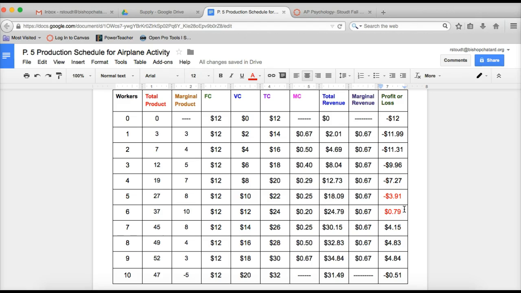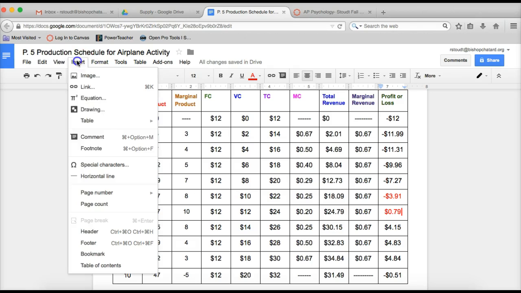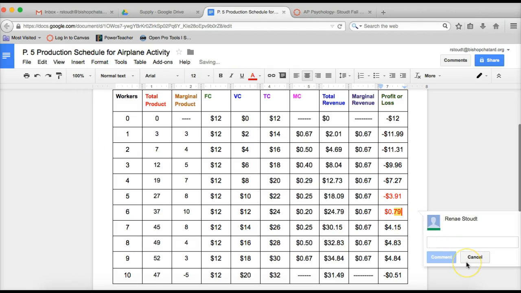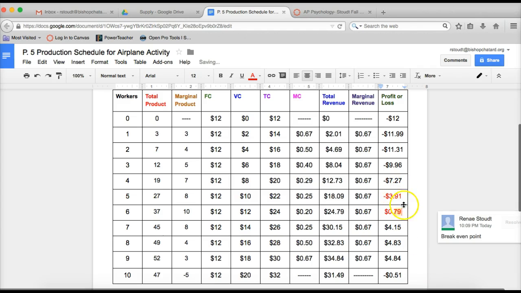What about part-time? Okay, a part-time person is considered quote unquote a half worker. Okay, so somewhere in between here is our break-even point. So I'm actually going to put in a comment that this is our break-even point. So remember, break-even point is going to be where we're going from a loss to a profit. That's where we're breaking even.